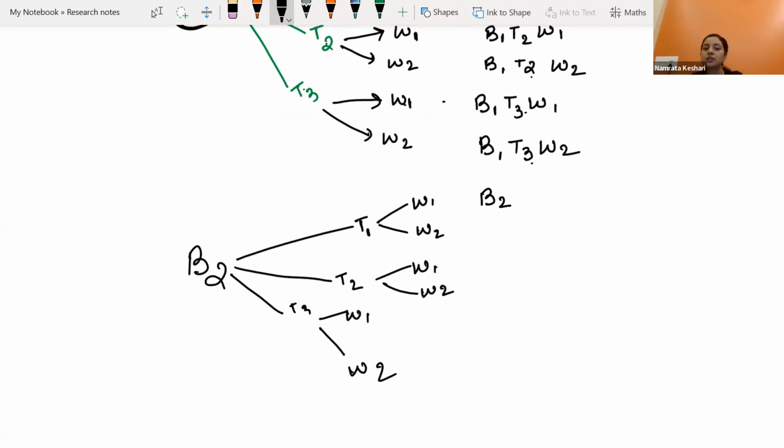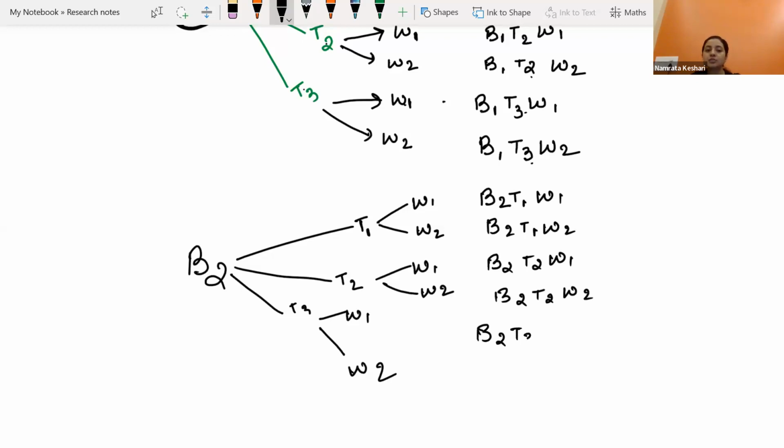Bag 2, then tiffin box number 1, then water bottle number 1. Then bag 2, then tiffin box number 1, then water bottle number 2. Similarly, bag 2 with tiffin box number 2, water bottle number 1; bag 2, tiffin box number 2, and water bottle number 2. Similarly, bag 2, tiffin box 3, water bottle 1, and bag 2, tiffin box 3, water bottle 2. Total 6 and 6.